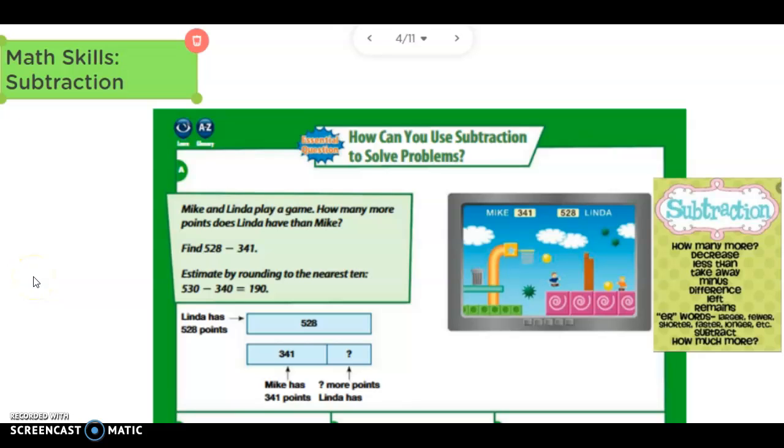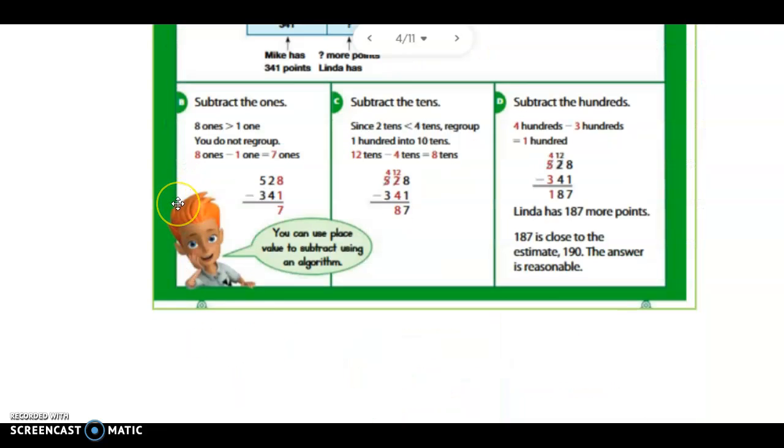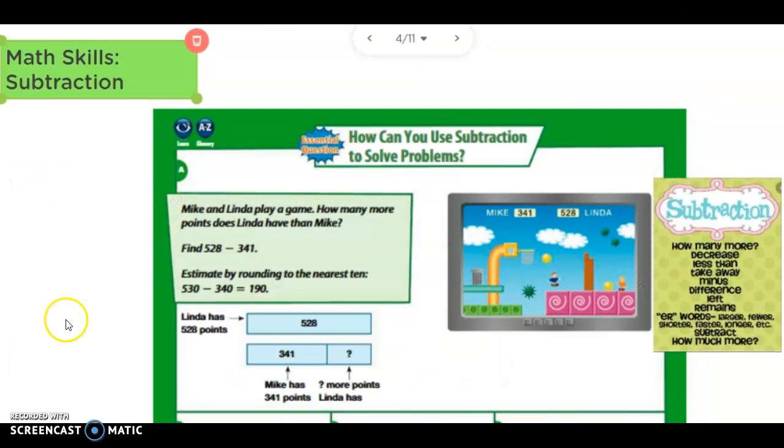Hello, third grade, and welcome to our math skill today. We will be looking at subtraction and subtraction word problems. Let's go ahead and begin. Please make sure that you are in your book or on our class page as you follow along.